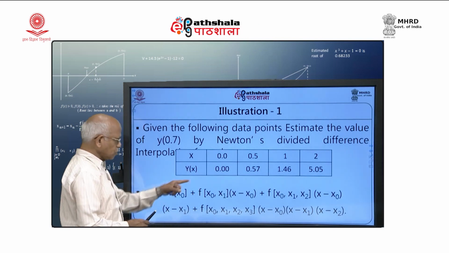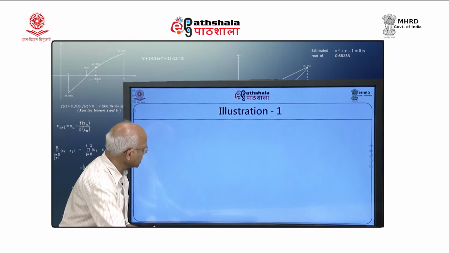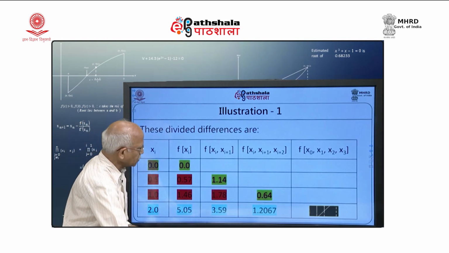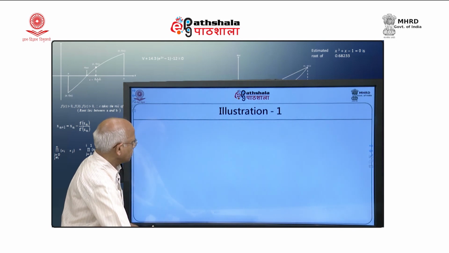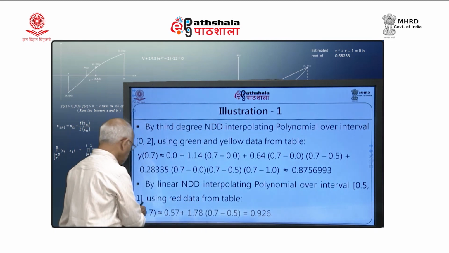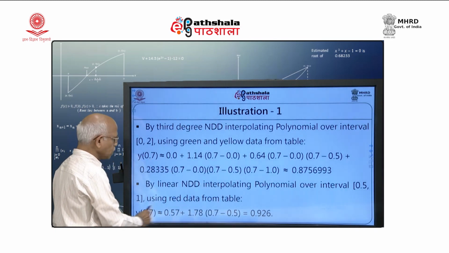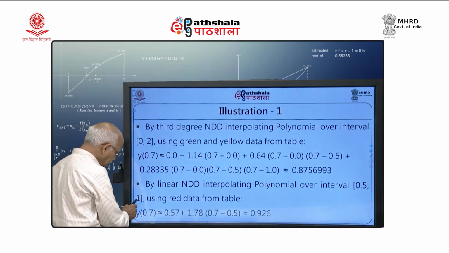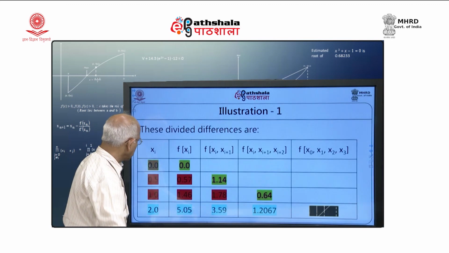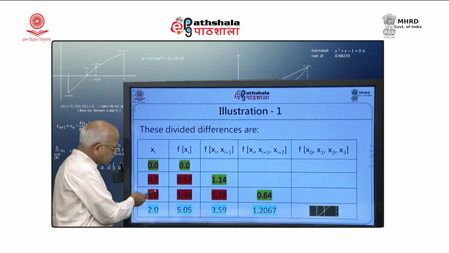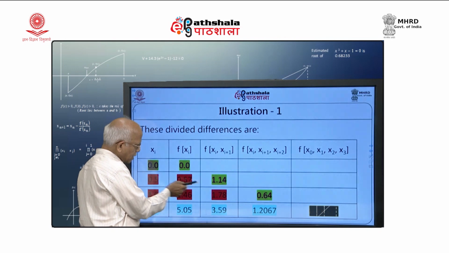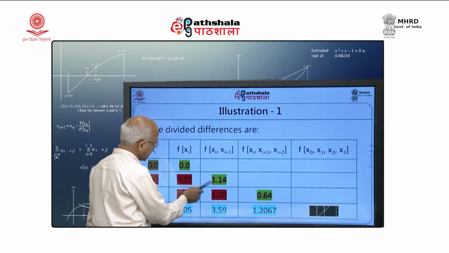But what is my x 0? Now, the x 0 position has changed, because now I am looking at the interval 0.5 to 1. Because I am looking at 0.5 to 1, my x 0 will be 0.5 and x 1 will be 1, and therefore, if you look at the table here, I have to look at these 2 points, and the corresponding divided differences, this and this.